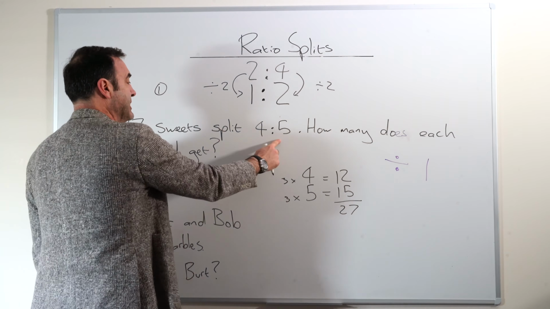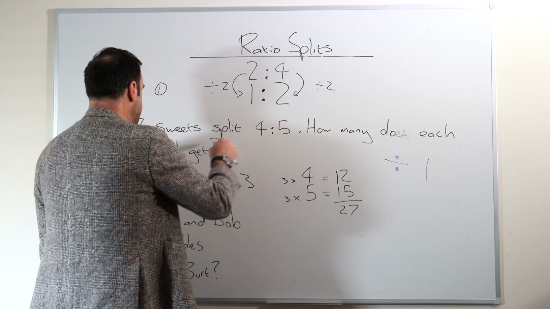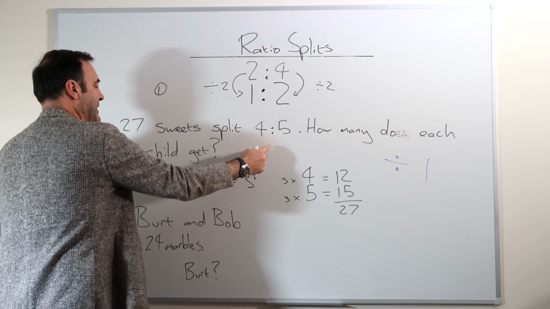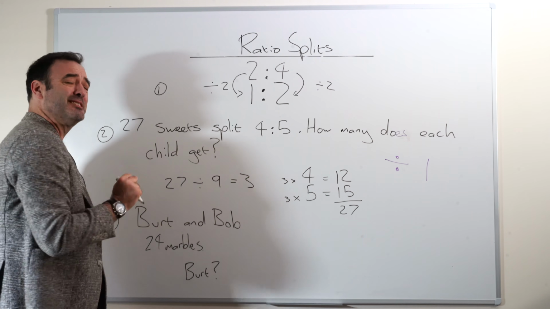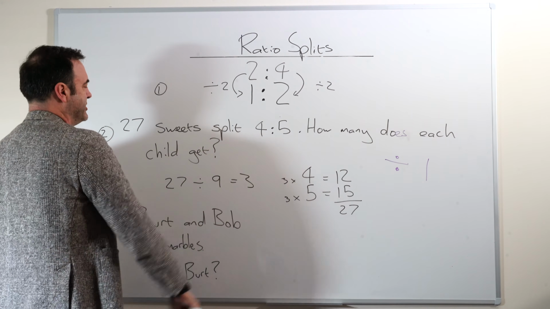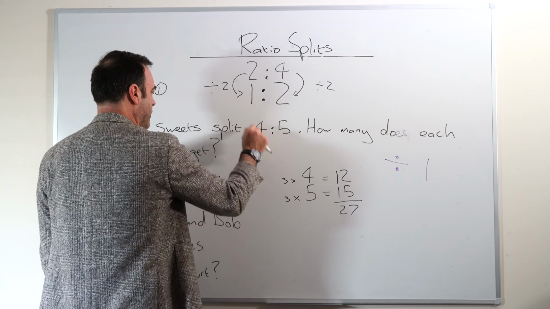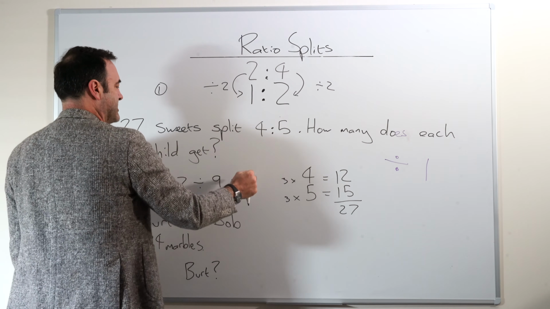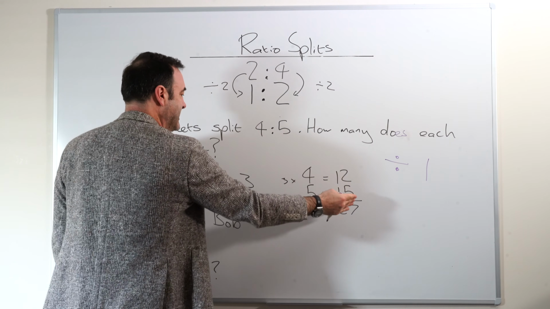How many parts are here in this split? There are 9. So it's 27 divided by 9. One part here is equivalent to 3 sweets. That's quite a simple concept. Now we know that, that's the key to unlock the question. Because the child who's got the 4 parts is 4 times 3 is 12. The one who's got the 5 parts is 3 times 5 is 15.